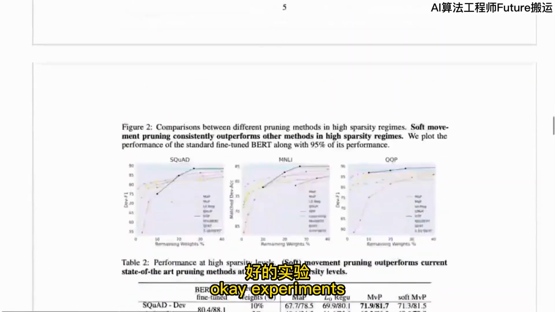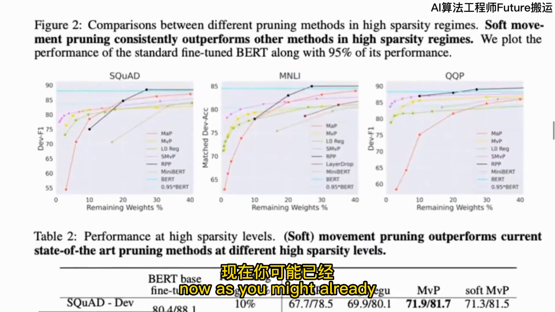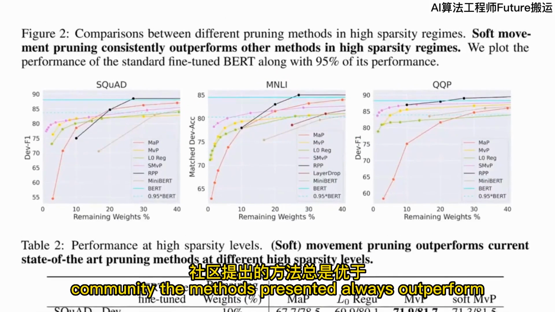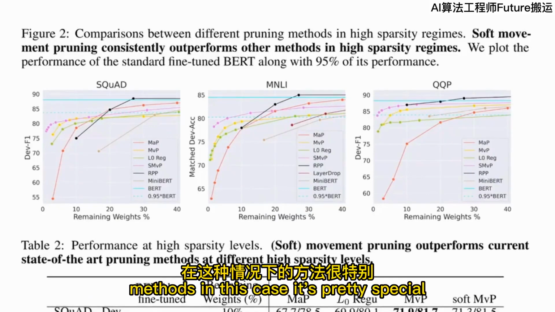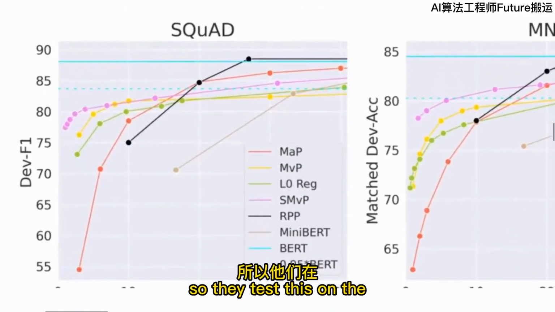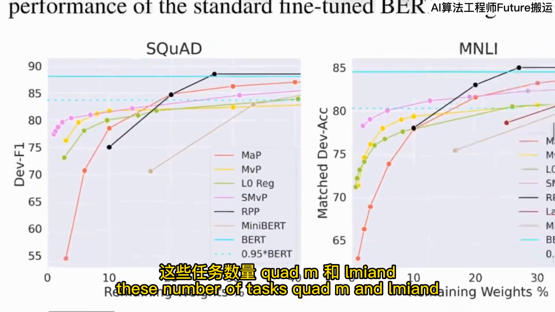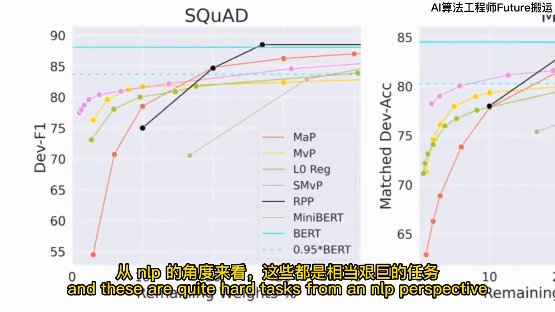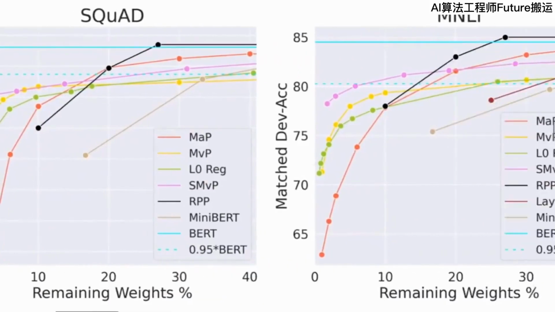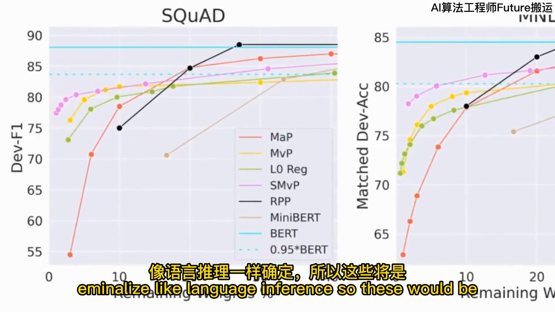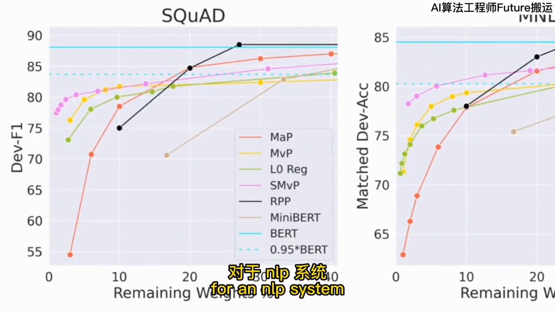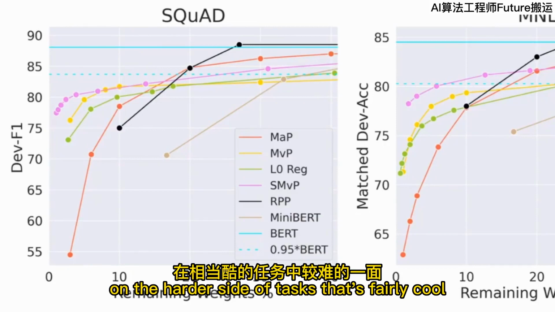Okay, experiments. Now, as you might already have figured out by now, in the machine learning and especially the NLP community, the methods presented always outperform the previous methods. In this case, it's pretty special. So they test this on a number of tasks, SQuAD, MNLI, and QQP. And these are quite hard tasks from an NLP perspective. SQuAD is question answering, MNLI is language inference. So I would guess these are, for an NLP system, on the harder side of tasks. So it's fairly cool.